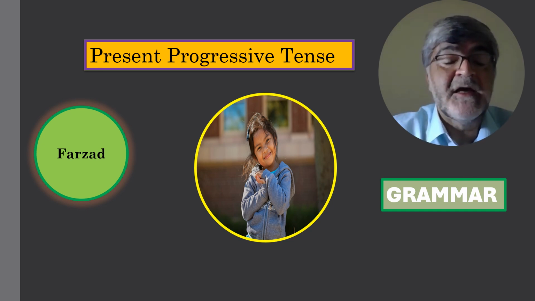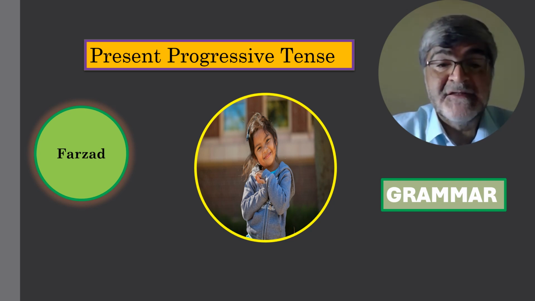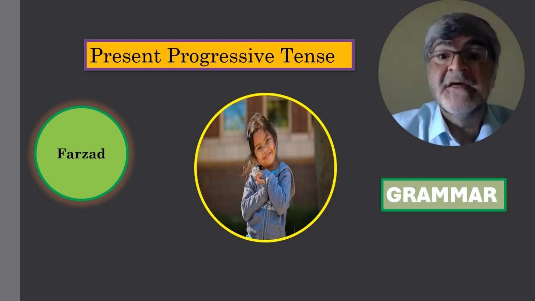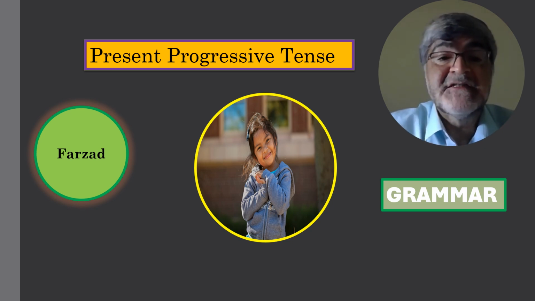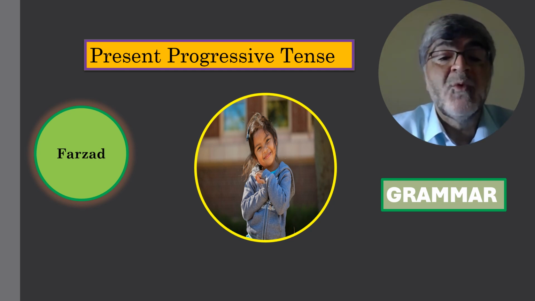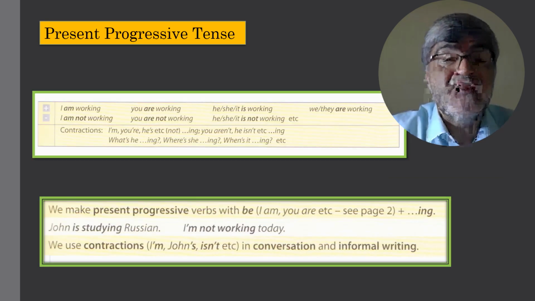In this lesson, we're going to learn how to use present progressive tense. What is present progressive tense and when do we use this structure? When we are talking about the moment of speaking, when something is happening. For example, what do you see in the picture? You see a girl. What is she doing? She is smiling. She is smiling. Now let's go to the form.